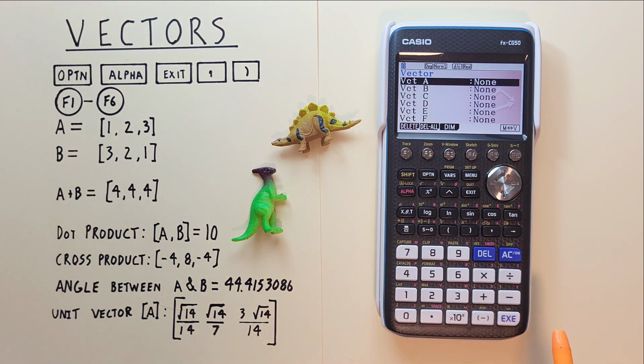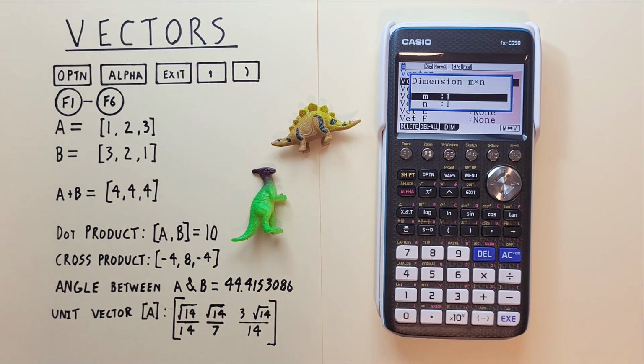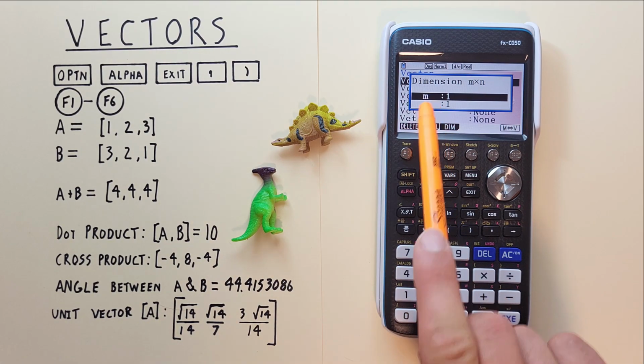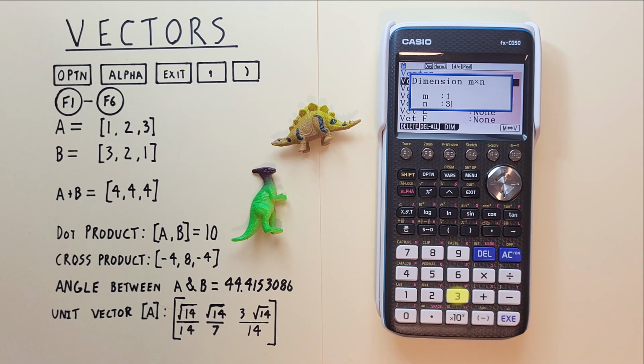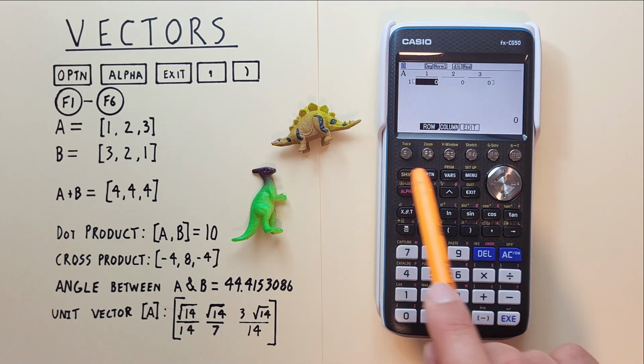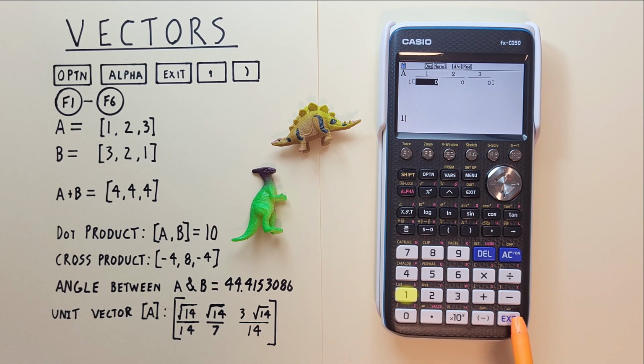So we highlight that, select it, and it'll ask us for dimensions. For this, we want a 1 by 3 matrix, so we'll leave the M as 1, scroll down to the N, set that as 3, and hit exe. And one more time. There we go. We can now enter our vector. So our A vector was 1, 2, 3. There we go.